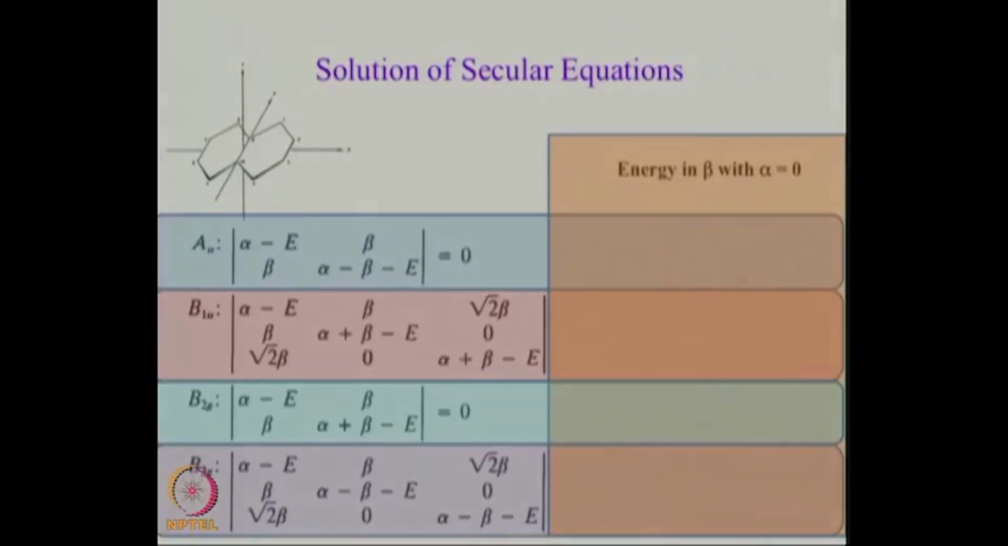Of course, what you do is put 1 in place of beta and put 0 in place of alpha before you begin. So, the determinant becomes minus E, 1, the second line is 1 and minus 1 minus E. And by the way, we are discussing from Cotton's book, but this B2G determinant is actually written wrongly in Cotton's book. They have written alpha minus beta, that is not correct, it is alpha plus beta minus E. Any answer for the first one? Just do the first one and I will give you the rest.